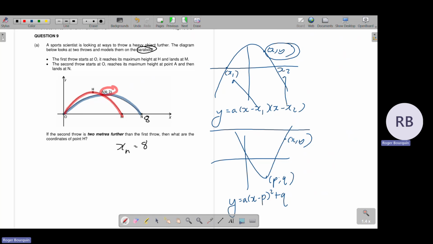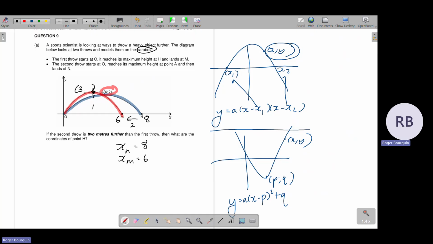But this was 2 meters further. So the x coordinate of m is 6. The question is, I want the coordinates of h, which lives on that red parabola. I could get the x coordinate straight away by using symmetry. If that's 0 and 6, what's the x coordinate of h? 3. What's the problem though? I don't know what the y coordinate is.